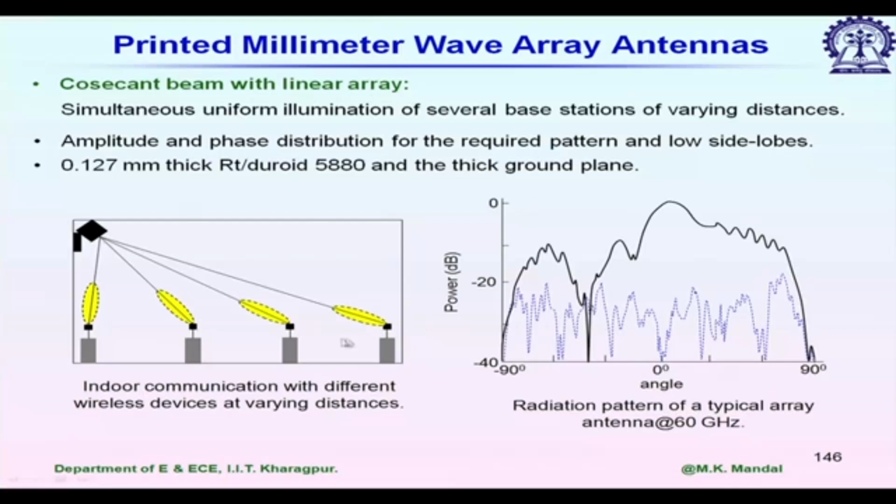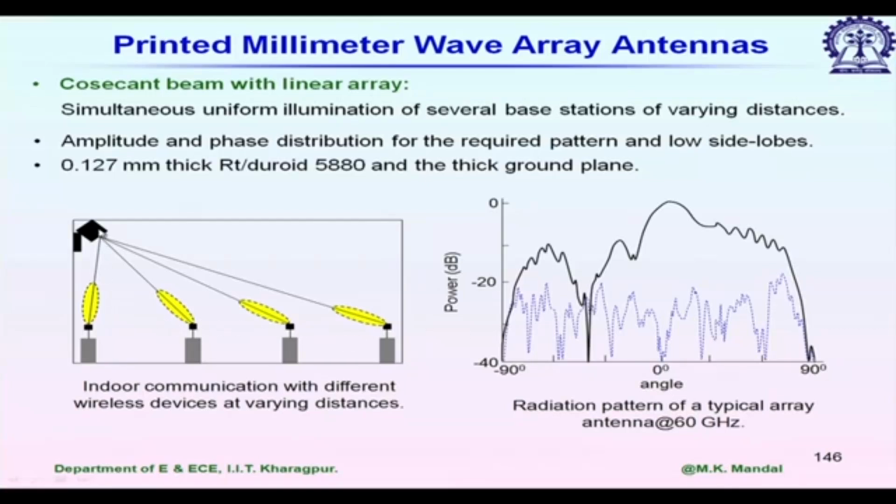So, we can tailor the radiation pattern for such application, so that the gain will be higher for the longer length and smaller for the shorter length, and the resultant pattern, we usually call the cosecant pattern. This is one example of such application.